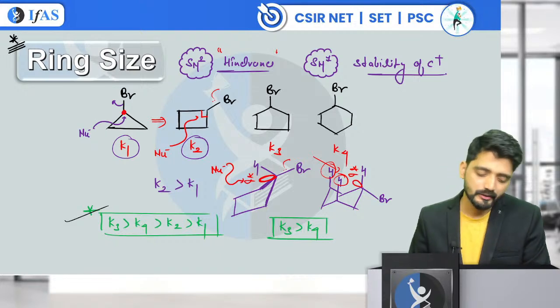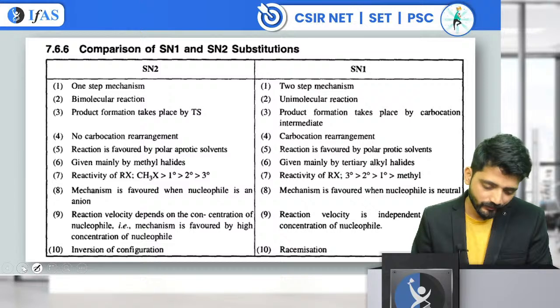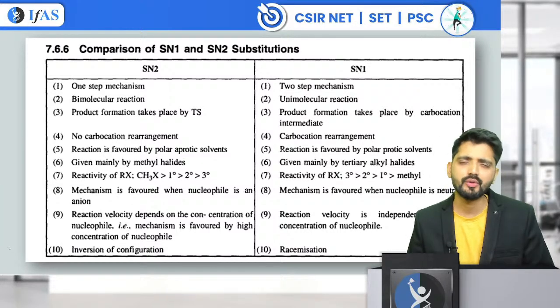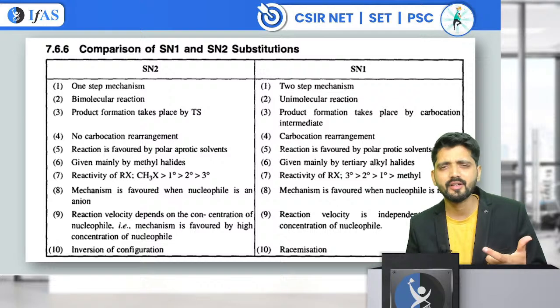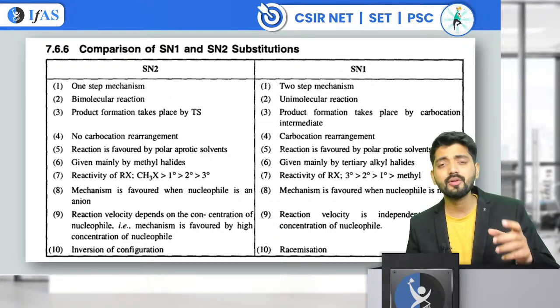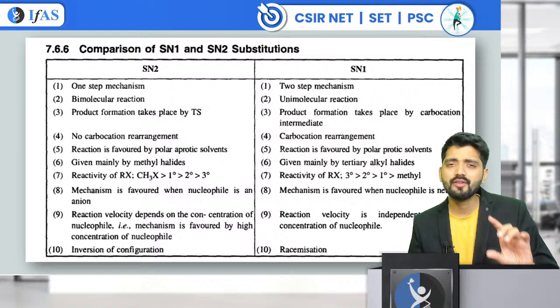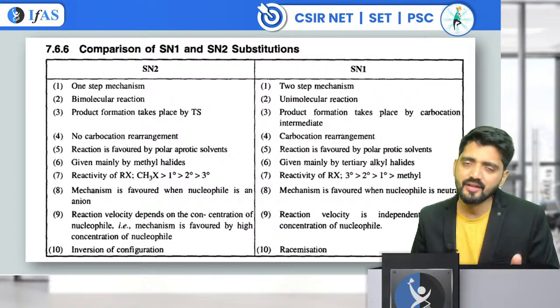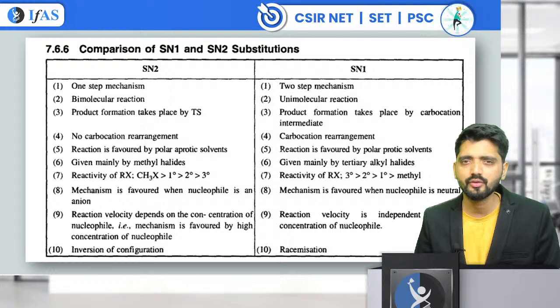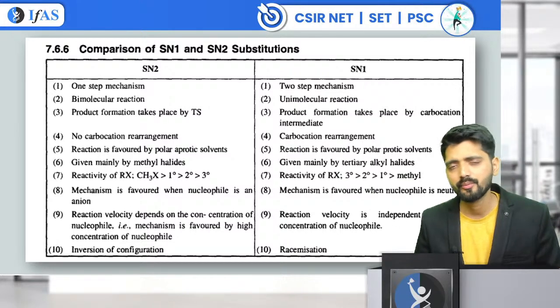Okay. Moving ahead, a small comparison between SN1 and SN2 reactions. We have covered a few points related to the SN2 reaction which were important. You can add one more point also, that an SN2 reaction always proceeds via a transition state. So no rearranged products are formed in the case of SN2. This can also be one of the points.